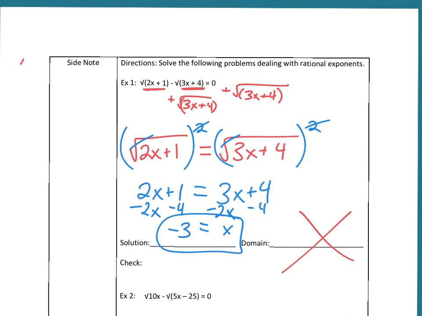Okay? When I plug this back in, if you include the square root symbol in your calculator, it's going to give you a domain error, okay? But really, I can just do this one in my head. What's 2 times negative 3 plus 1? Just negative 5, right? So the left side equals negative 5. And then what's 3 times negative 3? Negative 9 plus 4. Negative 5. Do those two things equal each other? Yeah. Even though they're going to be imaginary, they still equal each other. So this one works. Okay?